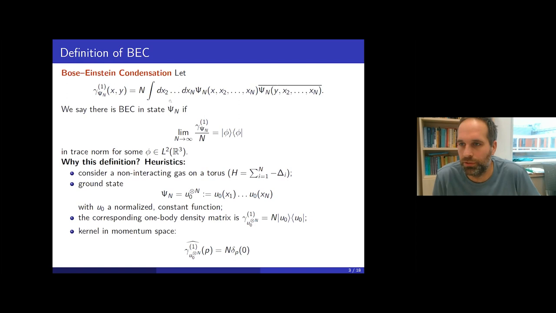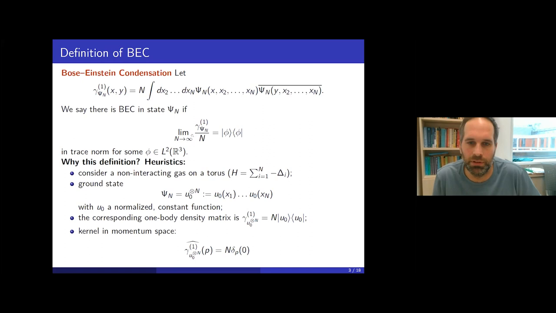We say that there is BEC in a state psi n, and this is the definition which goes back to the ideas of Penrose and Onsager. I think it was in 56 or so, I don't remember exactly. We say that in the limit when n goes to infinity, so there is some kind of macroscopic limit involved in this setup. I'll speak about limits a bit more later. You could think that this one-body reduced density matrix is almost like n times a projection onto one single state. Here phi is a one-body function in L2 of R3, let's say, a one-body wave function.